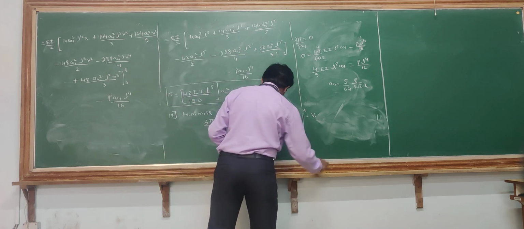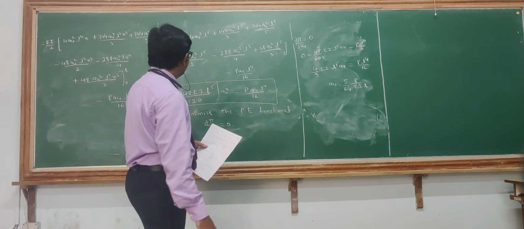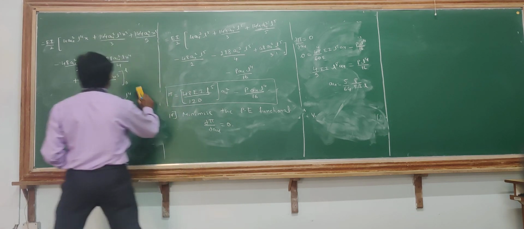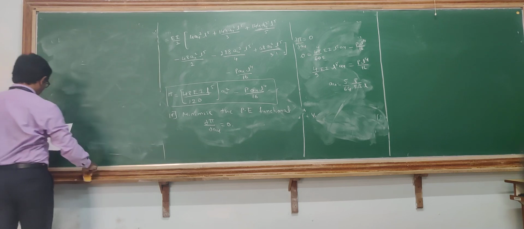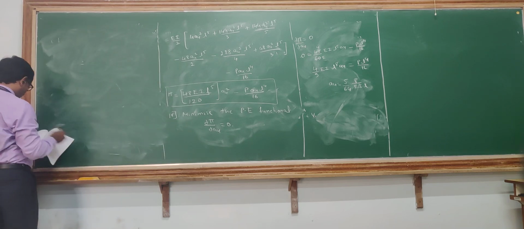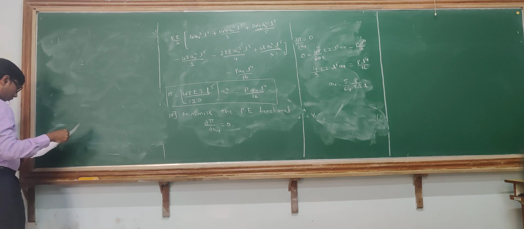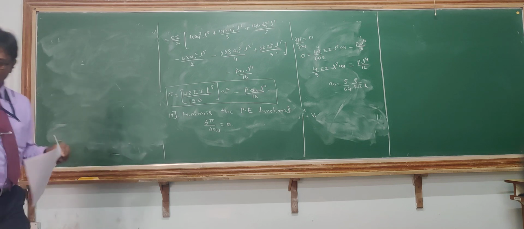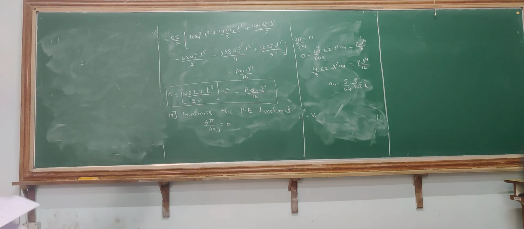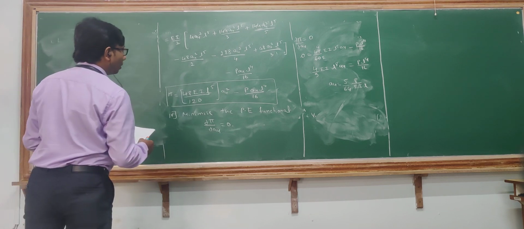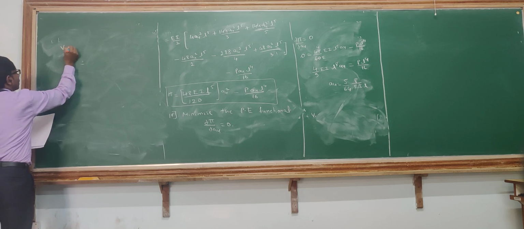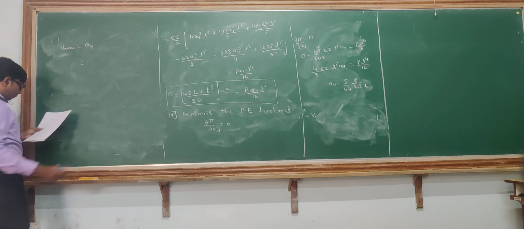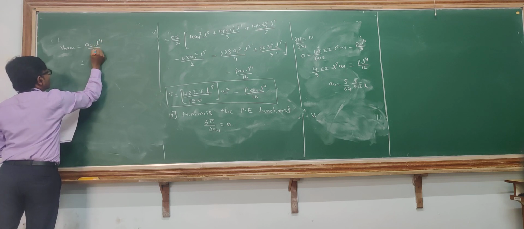So what we need here is Vmax. So Vmax, already we have got the equation in terms of A4. So what is Vmax here? Vmax we have got it as A4 L raised to 4 divided by 16.